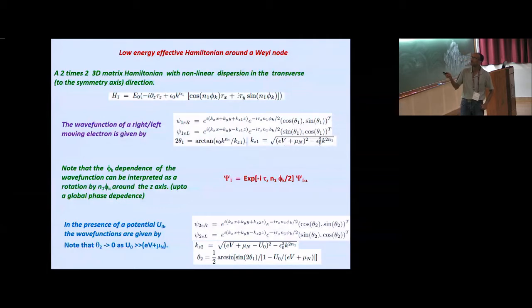This tau_z matrix appears here, and therefore this phi_k dependence is just like a spin rotation around the z axis. The rest of the wave function, if you take out this phase factor, is independent of the azimuthal angle. It just depends on the absolute value of the transverse momentum as well as the energy. Similarly, if you put in a potential barrier along with this Hamiltonian, you get a similar structure.